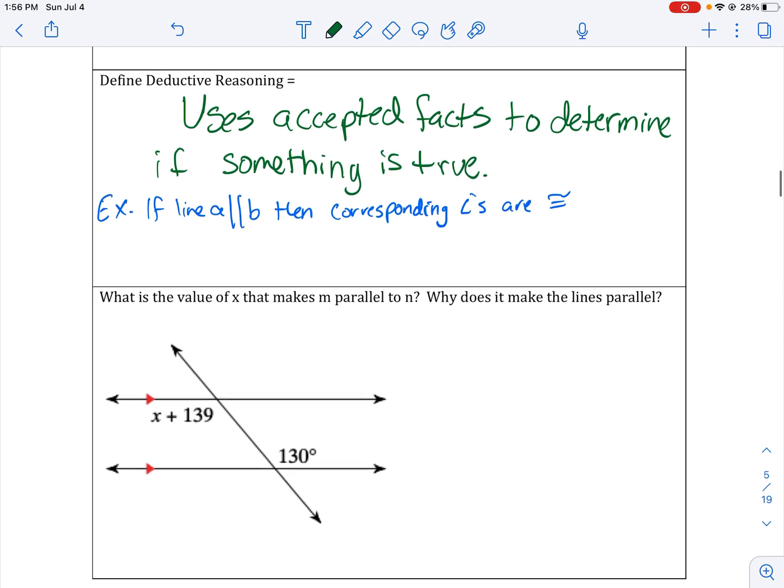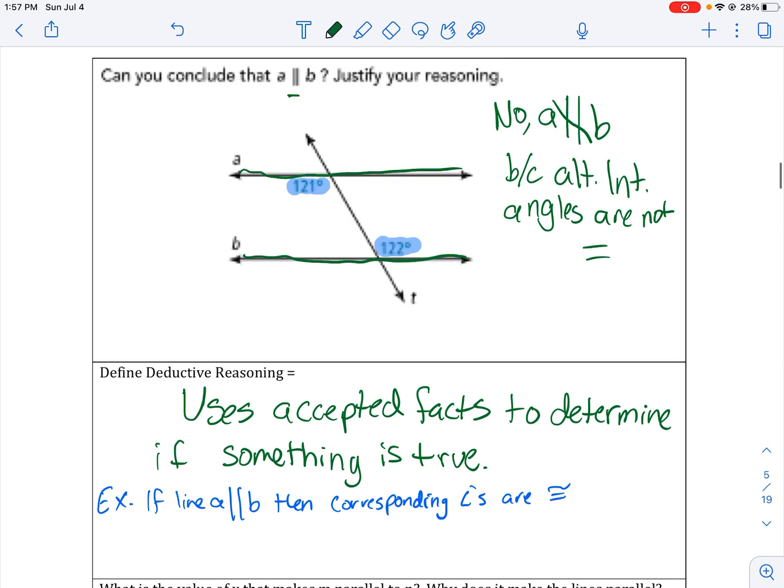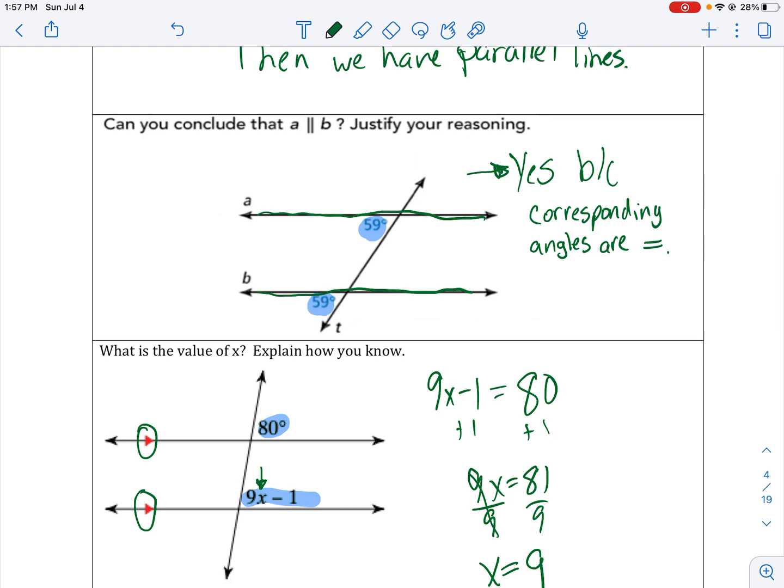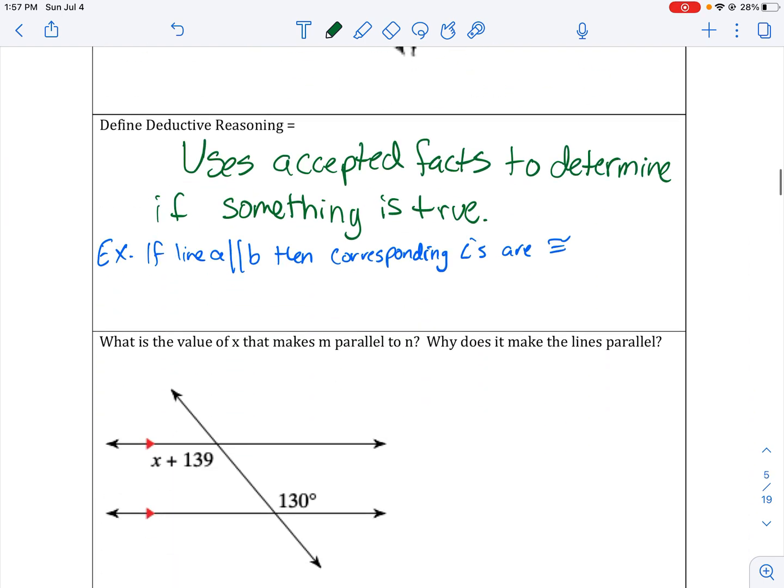So remember, everything written here, you should pause and write down. Justifying our reasoning here needs to be written down in your notes. I have them pre-written just to save some time on the video, not make it as long. So deductive reasoning uses accepted facts to determine if something is true. Like, if line A is parallel to line B, then corresponding angles are congruent. That would be using deductive reasoning. Okay, so we've been using deductive reasoning to prove that these statements are true.